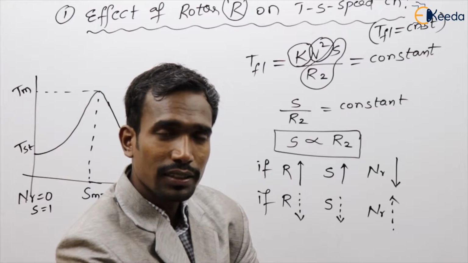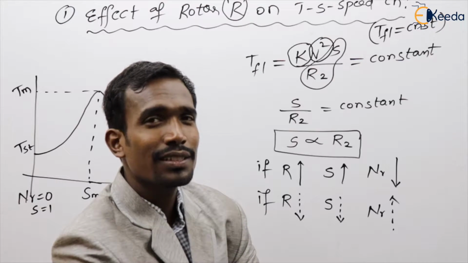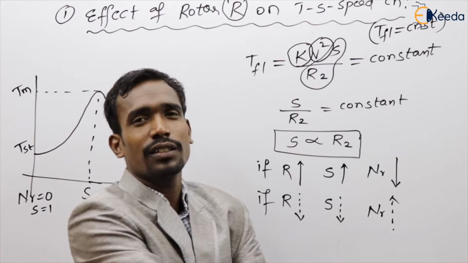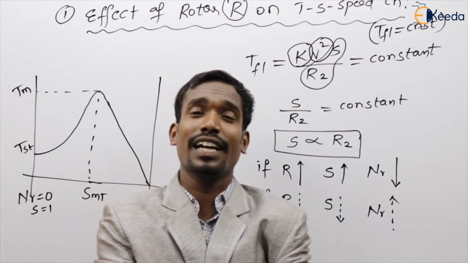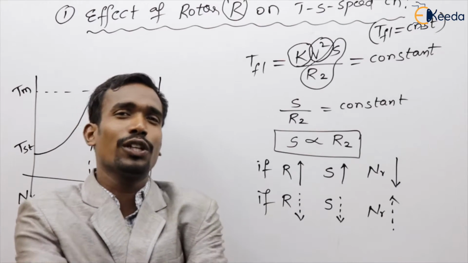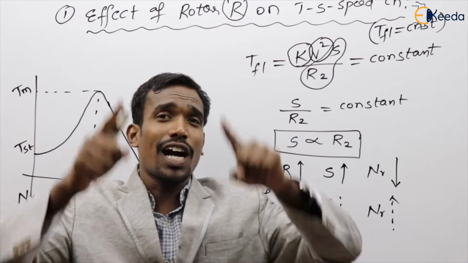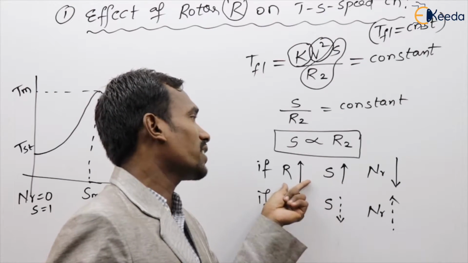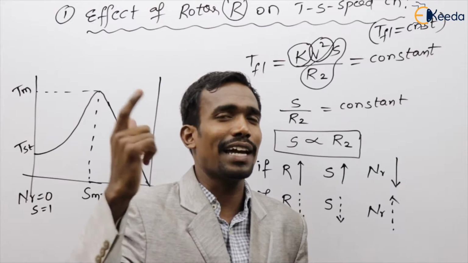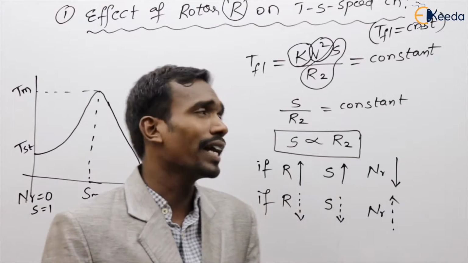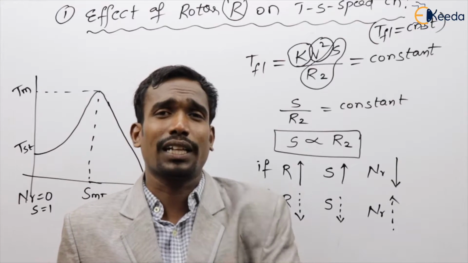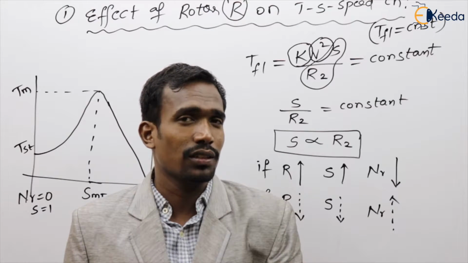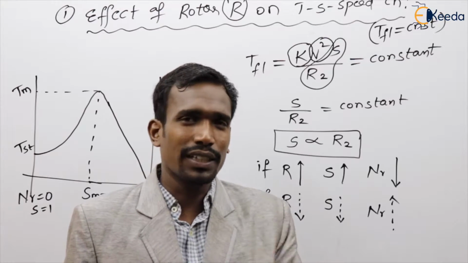Tell me, what are the disadvantages? This is only applicable for slip ring induction machines. This is not applicable for squirrel cage induction machines. I already told you the squirrel cage rotor is short circuited by end rings. There is no possibility to add extra resistance, which is why this is not possible in squirrel cage. This is only possible in slip ring induction machines. This is one disadvantage.